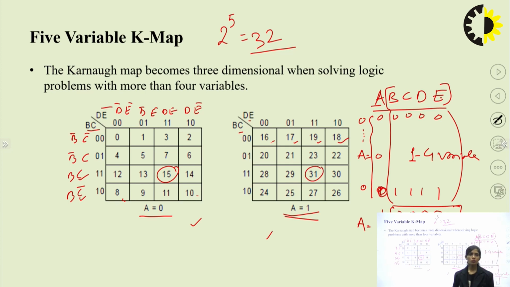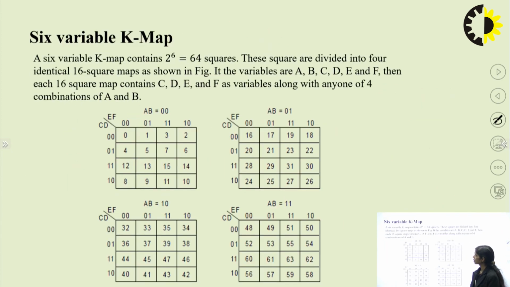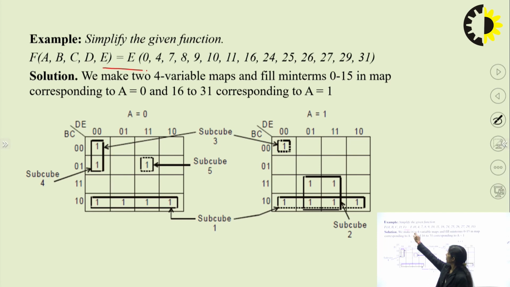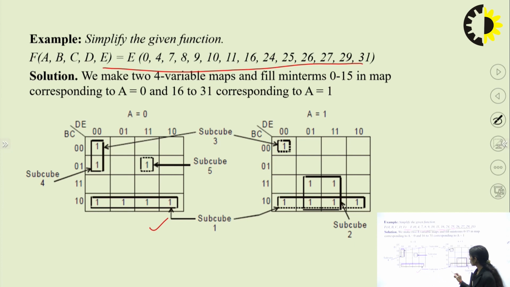So this will form the 5 variable K map like this. Let us take an example by taking one numerical. Suppose I am taking this numerical for the 5 variable K map. We have taken all the minterms 0, 4, 7, 8, 9, 10, and we have formed the two 4 variable K maps corresponding to A equals 0 and A equals 1.